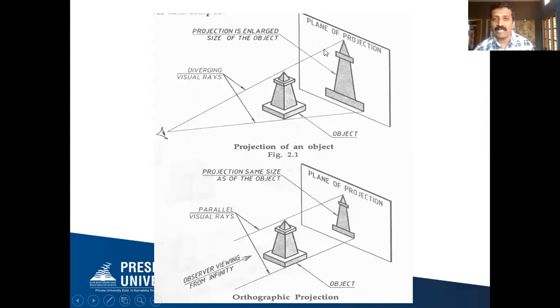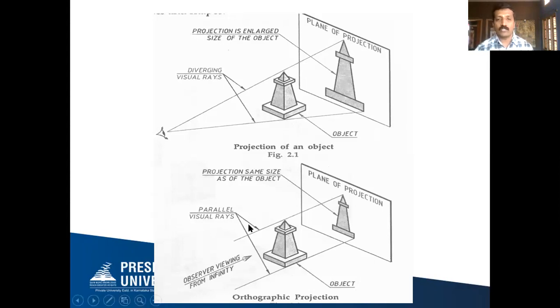Randomly, I am drawing the projector line over here. So that's why I am getting a bigger size, or even you may get a smaller size also, depending upon the distance where you are standing with respect to your object.